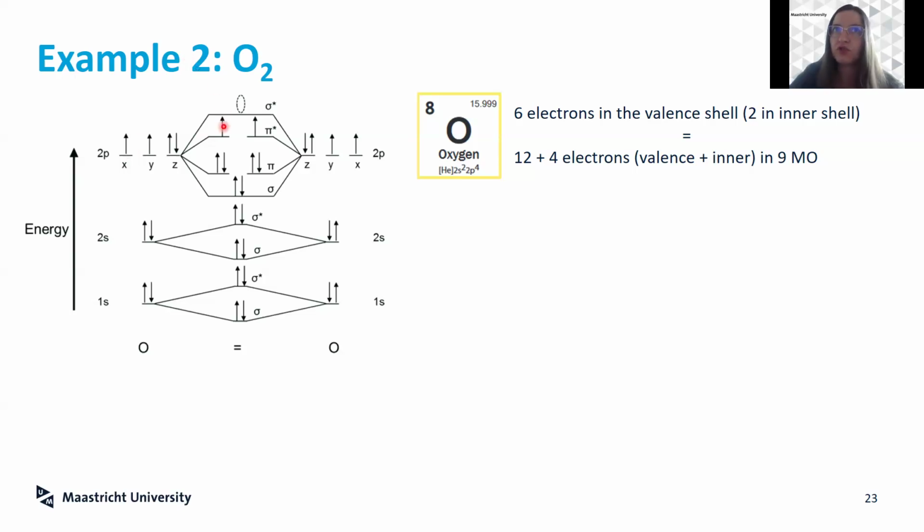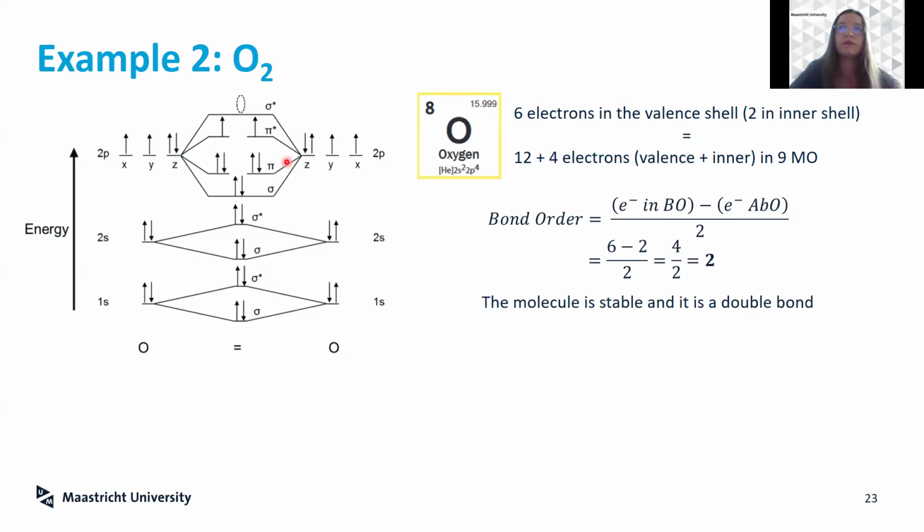So you don't put 2 electrons here and leave the other one empty. They are at the same energy. They must be filled in parallel. The bond order here, same business. And you get a 2, which is a double bond, which we know from oxygen. The molecule is stable and it is a double bond.